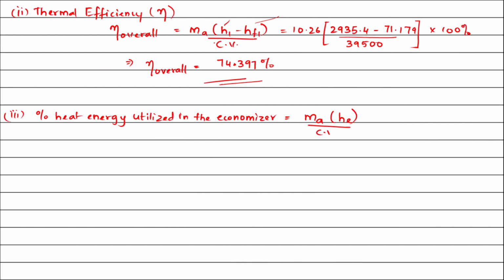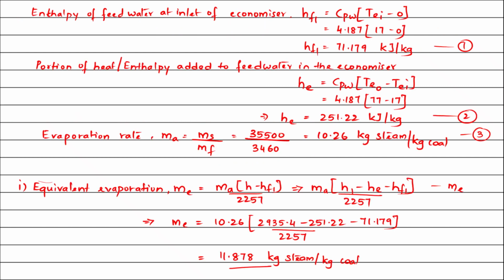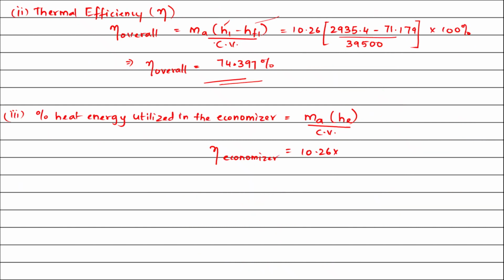So MA upon the calorific value, just a small deviation from this expression. I can also write it as the efficiency of the economizer. So the efficiency in the economizer will be MA, which is 10.26, multiplied by the entire enthalpy added in the feed water in the economizer, that is 251.22 kilojoule.